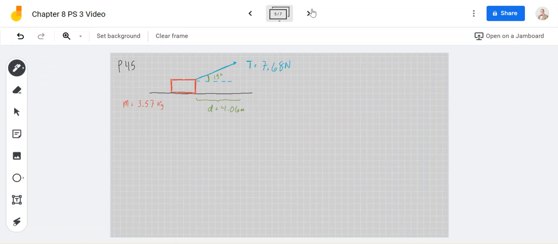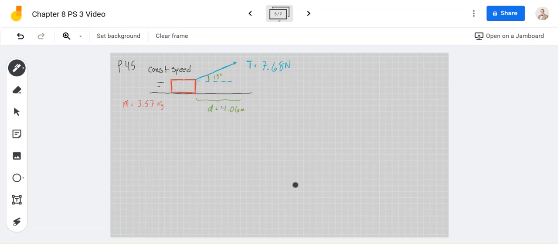All right, 45. 45 says a rope is used to pull a 3.57 kilogram block at a constant speed. That's going to be important. Okay, I'm going to write it down because it's important. It says constant speed, 4.06 meters along the horizontal floor. The force on the block from the rope is 7.68 newtons, directed 15 degrees above the horizontal. What is the work done by the rope's force?